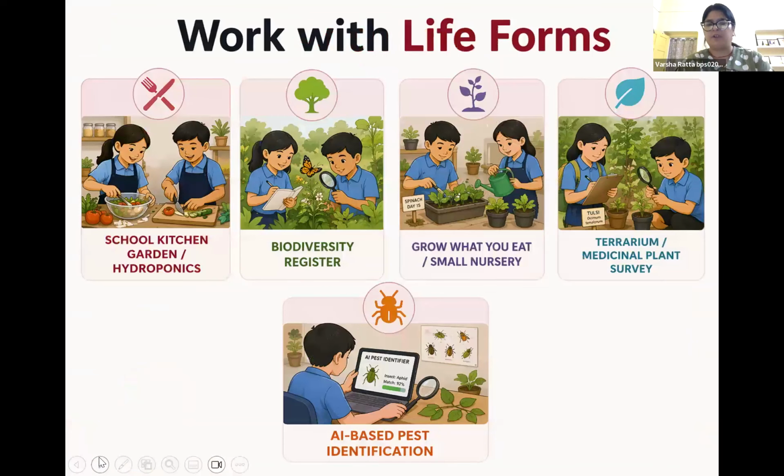There are a lot of examples that we have already talked about. Kitchen garden, hydroponics, जहां बहुत पानी है आप बिना सॉइल के भी उगा सकते हो, है ना. बायोडाइवर्सिटी रजिस्टर, आप जिस एनवायरमेंट में हो वहां बहुत सारे एनिमल्स एंड प्लांट्स एंड फ्लोरा एंड फौना है. Let children make a register for it. Identify things, right? स्मॉल नर्सरी ग्रो कर सकते हैं, टेरेनियम ग्रो कर सकते हैं, एआई बेस्ड एप्लीकेशंस बना सकते हैं बच्चे, जहां पर they can identify the pests and the plant diseases, right? Even they can identify the plants if they don't know it.